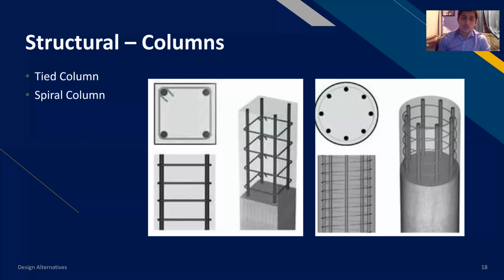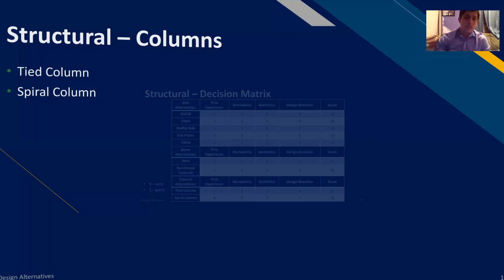For the structural columns, we took into consideration both the tied columns and the spiral columns, which both serve the same purpose as columns. And there are some benefits of one over another, which we talked about in the decision matrix.